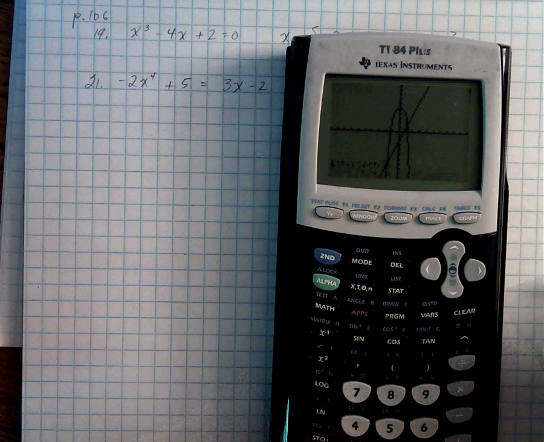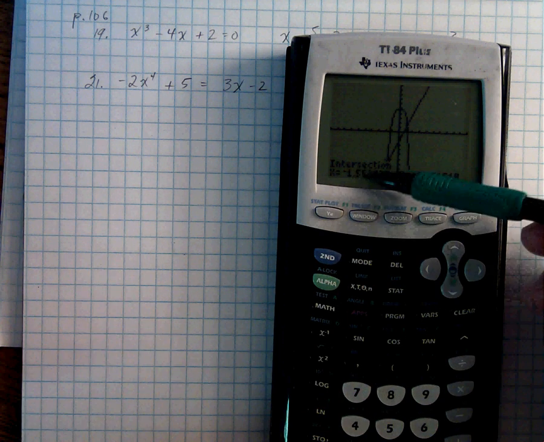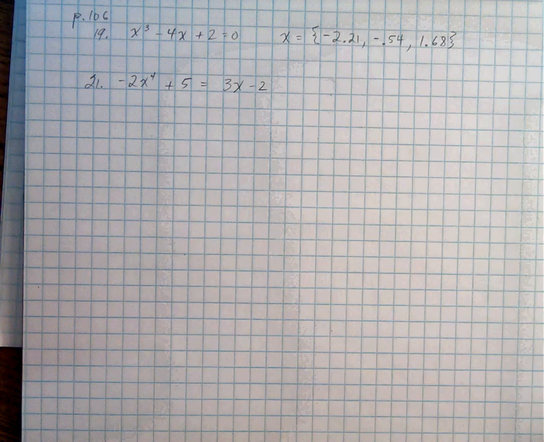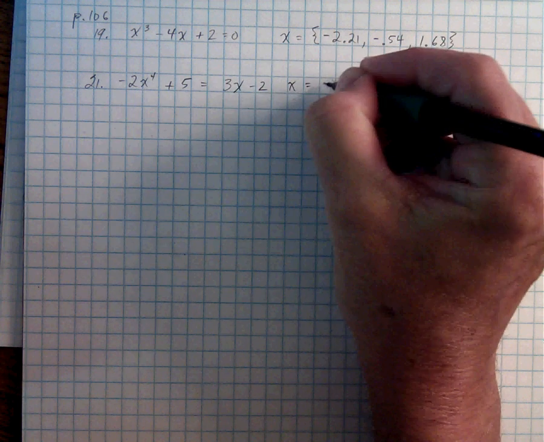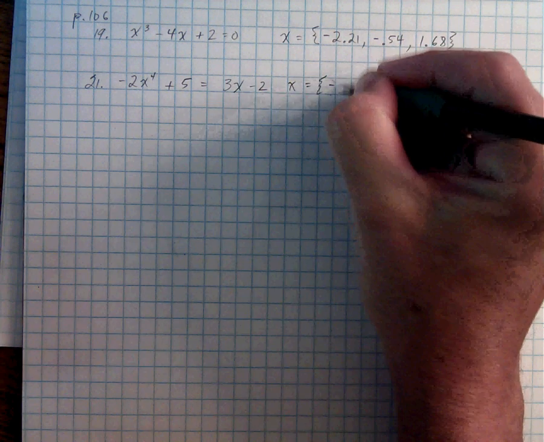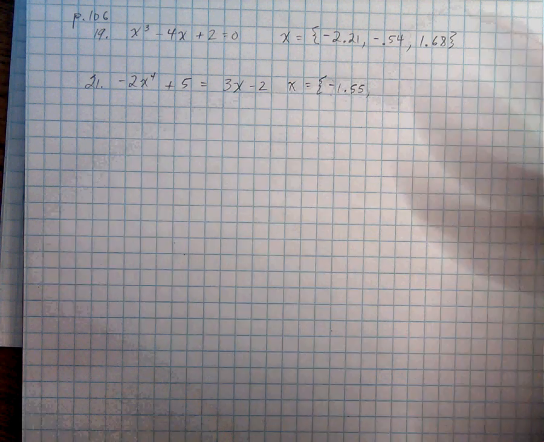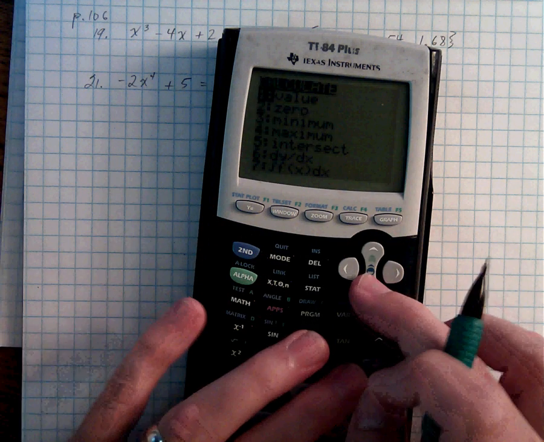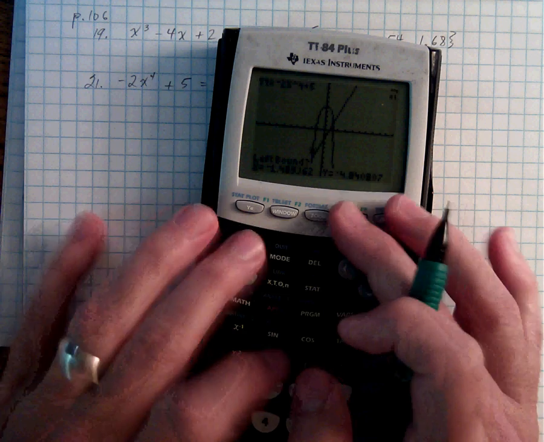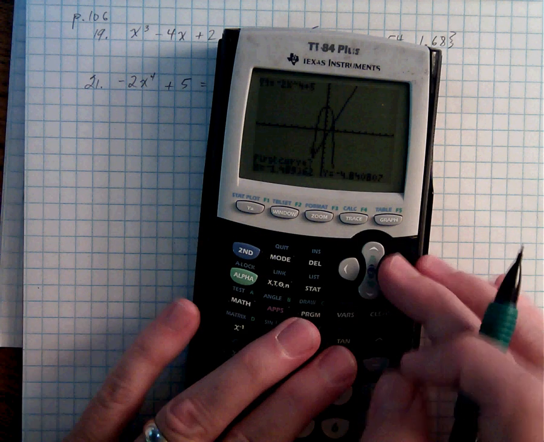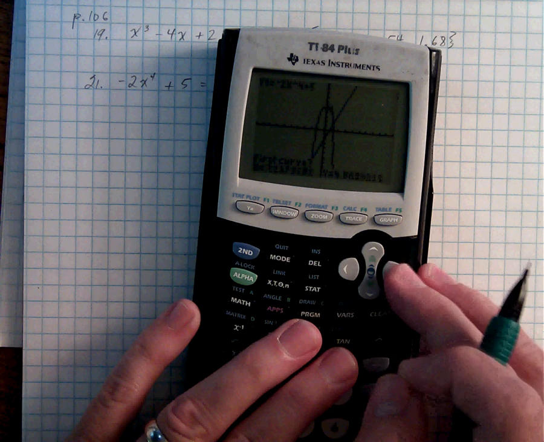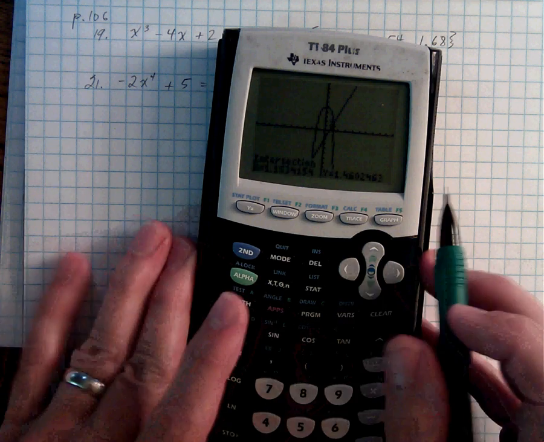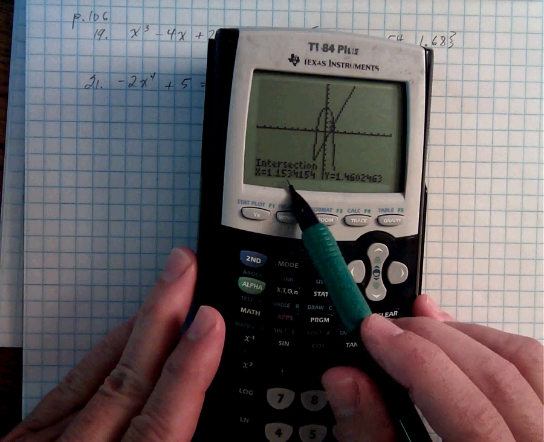You hit enter 3 times, and it looks like x is approximately negative 1.55. So that's one solution to this equation, and then I'll do it again for the other one. Intersect. Alright, I'm going to get closer to the other one here. Enter, enter, enter. And that gives me x is 1.15.